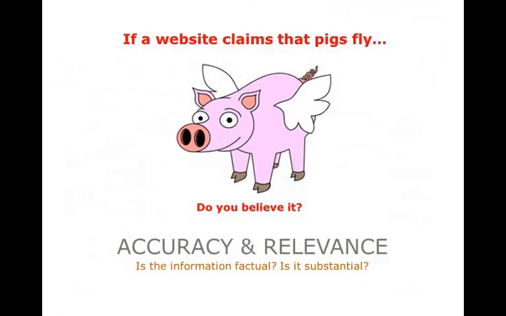Accuracy refers to the truthfulness or factual nature of information, and relevance refers to the substance of the information as needed for and related to a topic. When you find information, ask yourself if it covers the topic in great enough detail and with enough supporting evidence to make it credible.